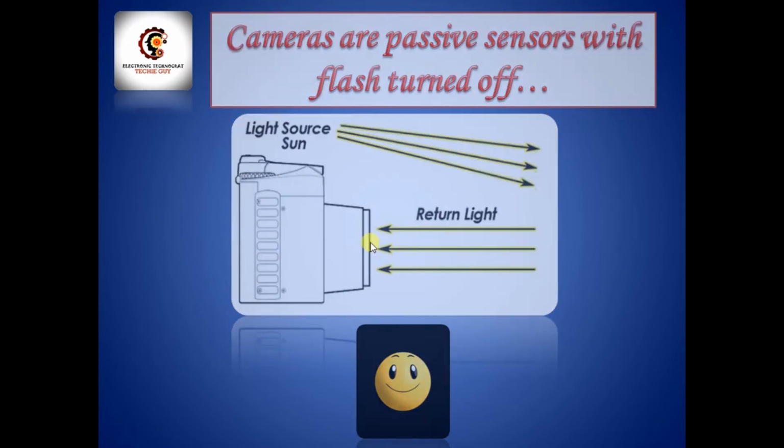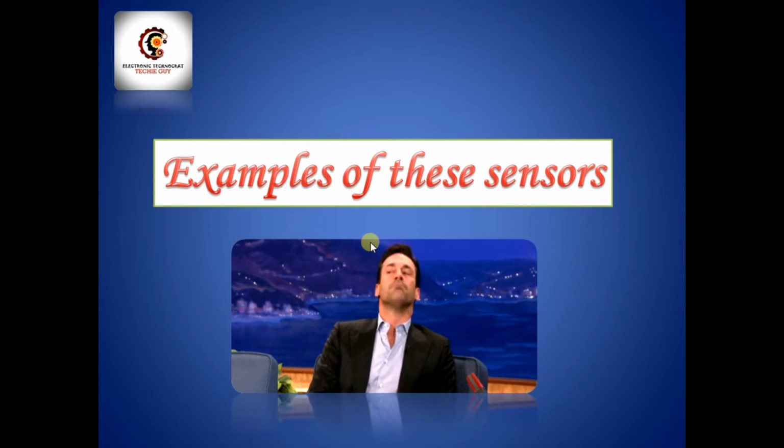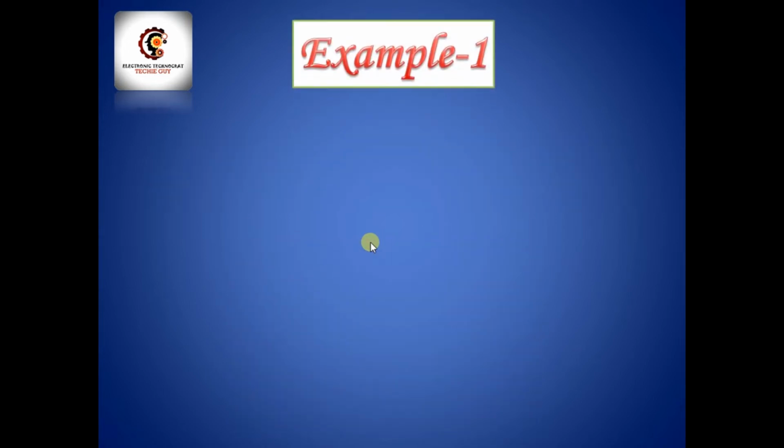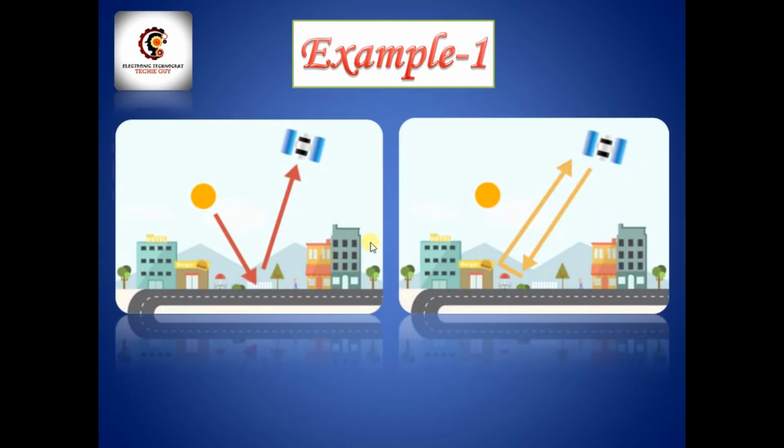So let's move on to the examples of these sensors. Example number one is very simple. This is a very daily life example. We are going to see two images here. We will talk about this image first.